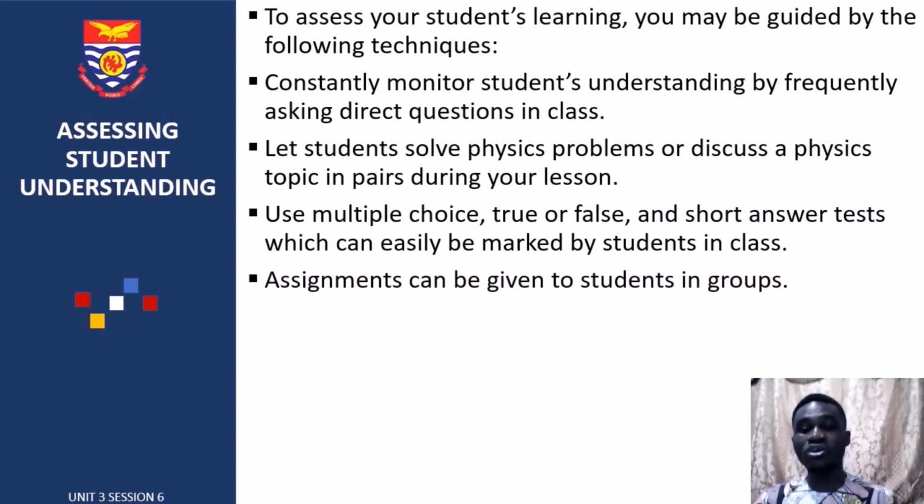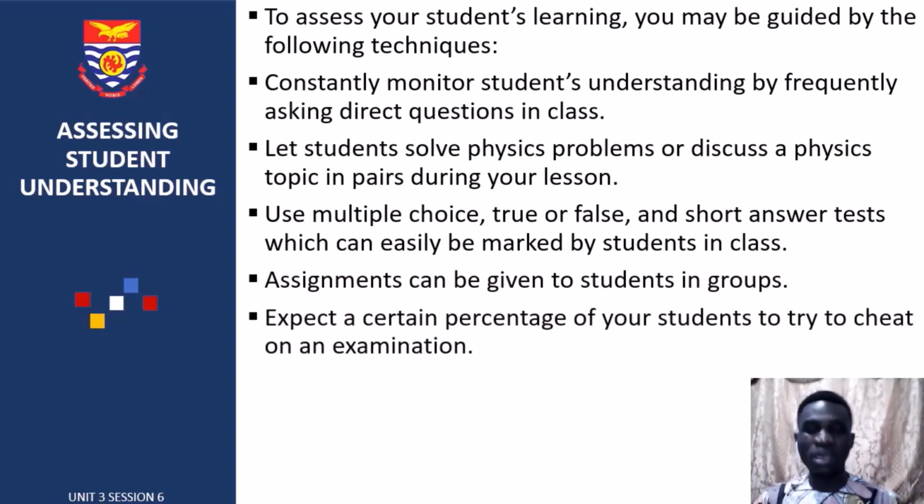And assignments can also be given to your students in groups. And expect a certain percentage of your students to try to cheat on an examination. Once you are expecting this, it also helps you to know how you set your questions. So when you set multiple choice questions, you can mix the questions up. Set it so that number 1 for the student on the first seat will be question 3 for the next person. When you have not set an expectation that your learners are likely to cheat, you realize they will always be cheating because they are many, and the chances of them having a seating arrangement that puts them close to each other are also very high.